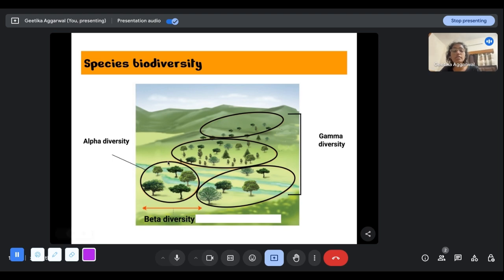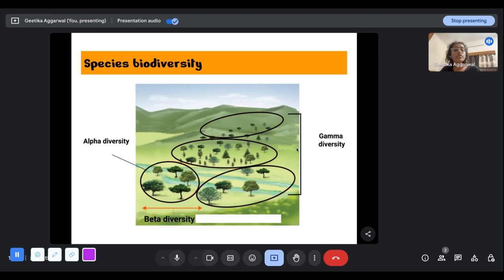Here you can see that in this circle there are three different species of plants. There are trees belonging to the species A, B, and C. So that is the alpha diversity. There are three different plant species. Beta diversity is when you compare two different areas and you compare species between these two areas. For example, if you're comparing species in this area and this area, then that is beta diversity.